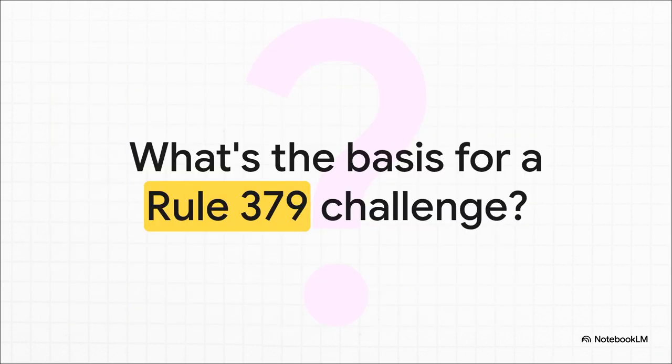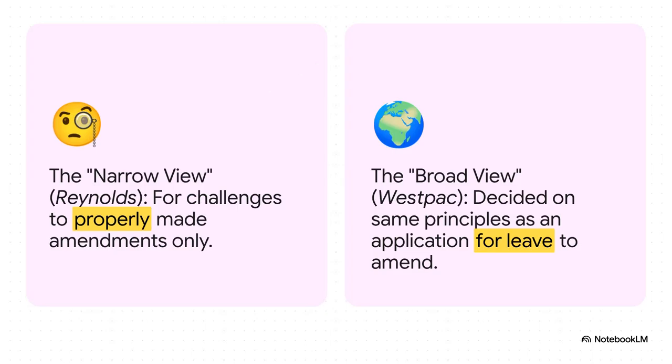And this is where things get really juicy from a legal perspective. It's a classic exam question, by the way. What arguments can your opponent actually make on a Rule 379 application? For a while, the courts were actually split on this. So on one side, you had what's called the narrow view from a case called Reynolds. It basically said Rule 379 is only for challenging amendments that were technically valid. If the amendment was improper to begin with, you had to use a different rule, a strikeout application.